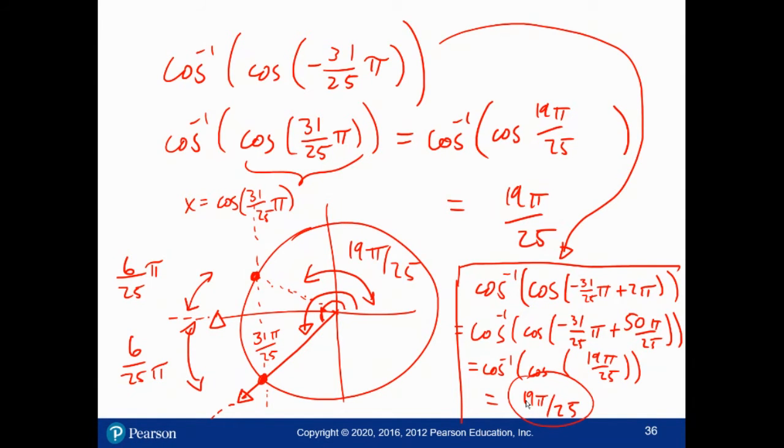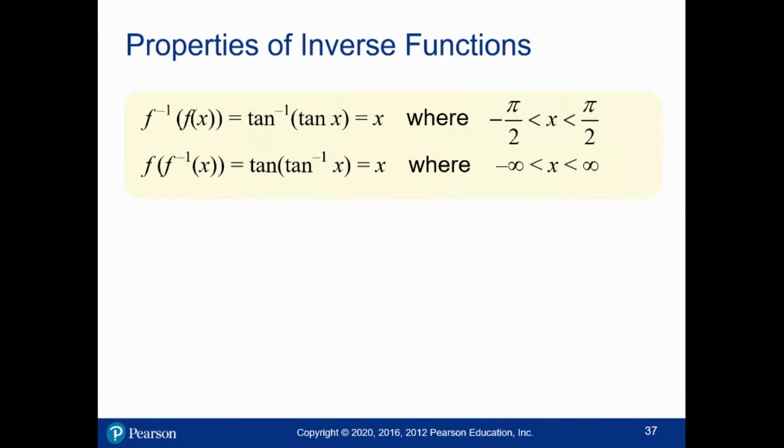Okay, so there's no golden, silver bullet. Sometimes one technique will be easier than the other. They'll both work, so be comfortable with both of them. So in the next video, we'll come back and we'll talk about the inverse tangent function.